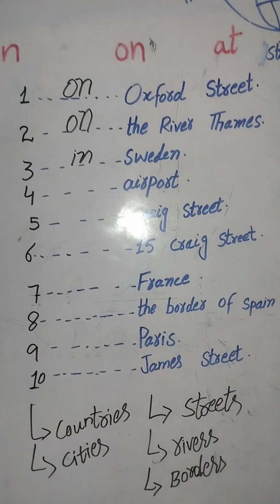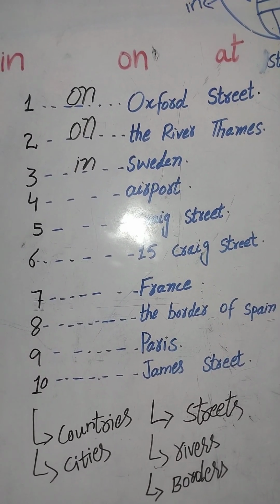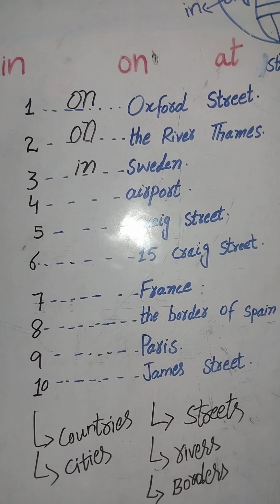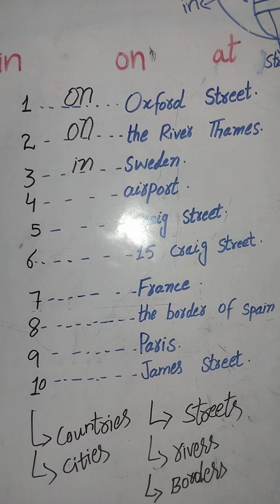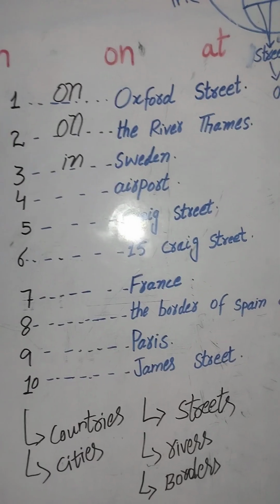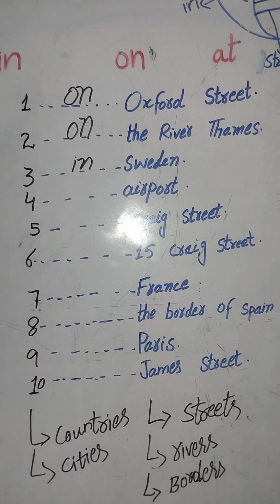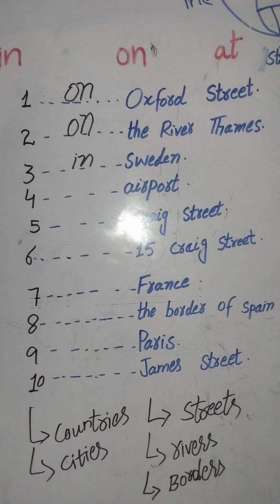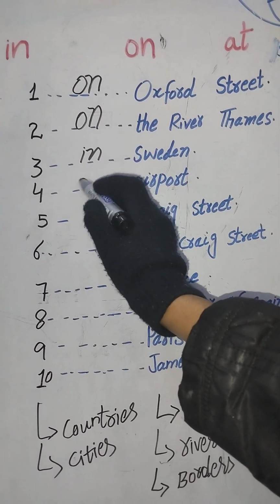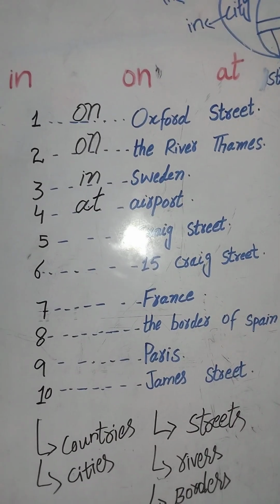Blank airport. Now we can find an airport in one of these buildings and places. So for buildings and places, exact locations, it takes at. So at airport.